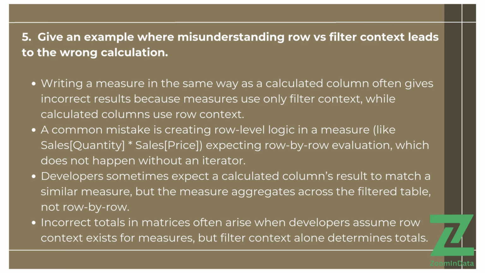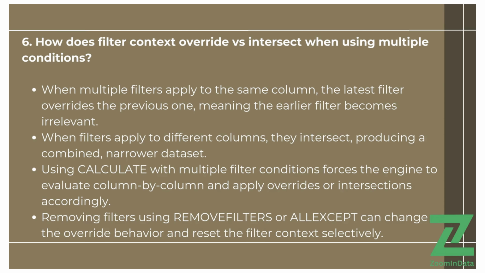Developers sometimes expect a calculated column's result to match a similar measure, but the measure aggregates across the filtered table, not row by row. Incorrect totals in matrices often arise when developers assume row context exists for measures, but filter context alone determines totals. Sixth question.